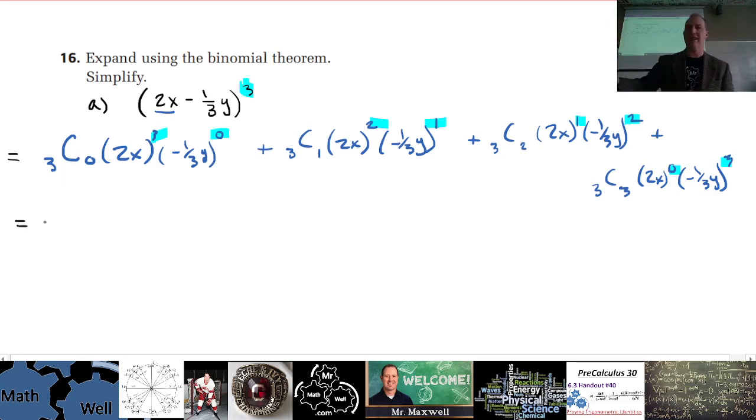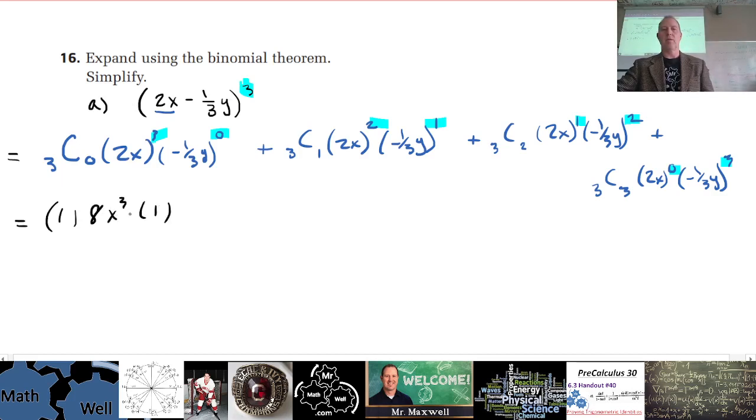So now let's simplify. You can take 1 line to simplify, 2 lines to simplify, whatever you think you need. 3 choose 0 is just going to be 1. This is going to be 2x cubed is 8x cubed. And then just times a 1 there. 3 choose 1 is going to be, what's that going to be? 3, of course. This is going to be 4x squared times negative 1/3 y. That's what that is to the power of 1.